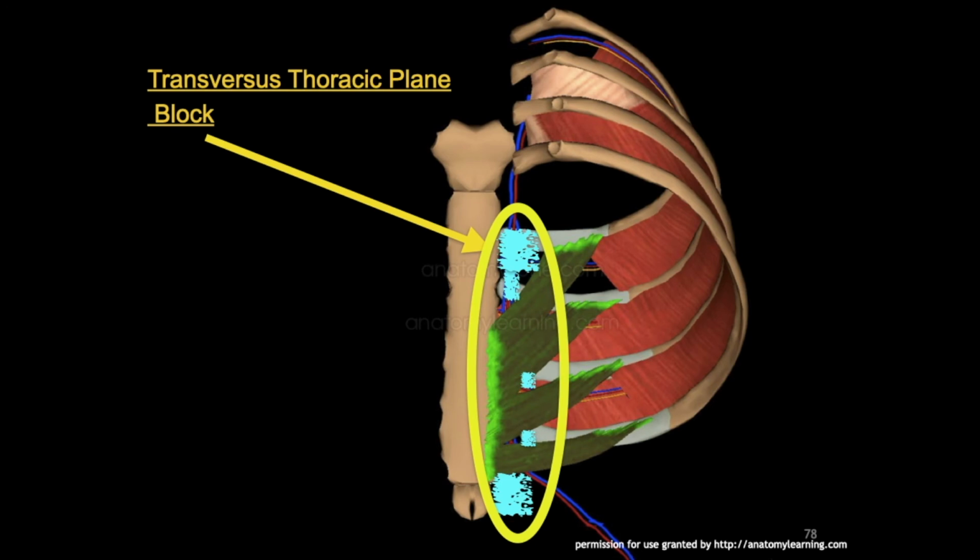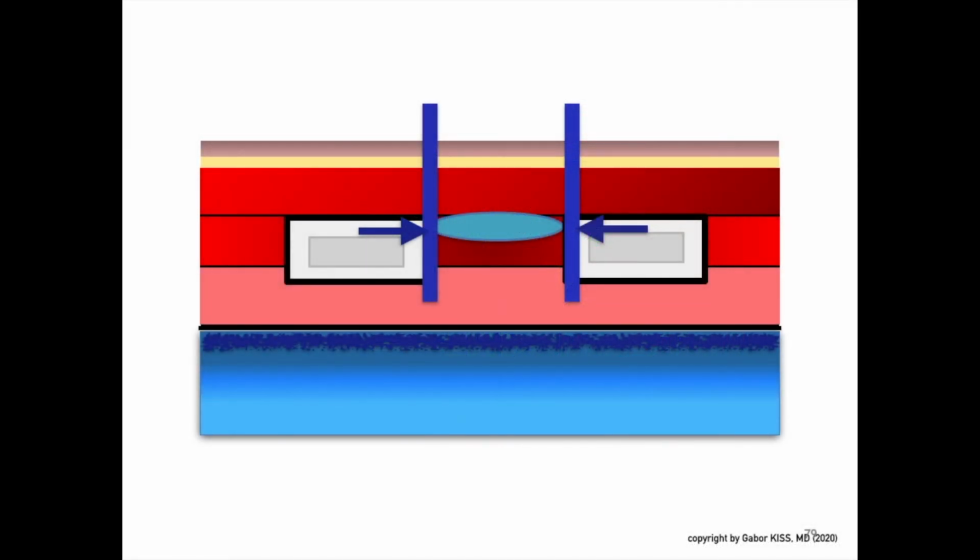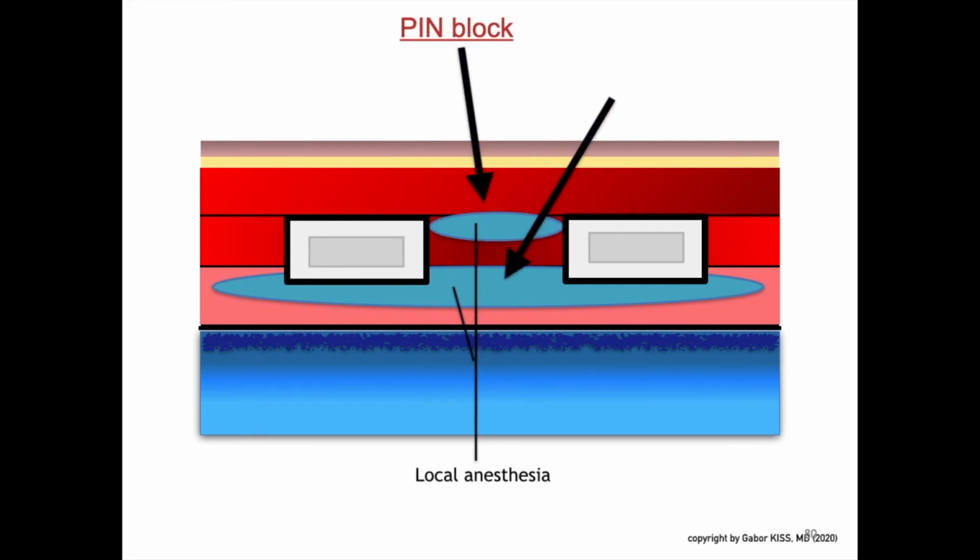As seen here on the slide, in a TTP block, the spread of local anesthetic is between the internal intercostal muscle and the transversus thoracic muscle, lateral along the sternum. So back to the sagittal cross-section view at about 2 cm lateral from the sternum, which summarizes in this cartoon the different spreads of local anesthetic in a PIN block compared to the transversus thoracic plane block.